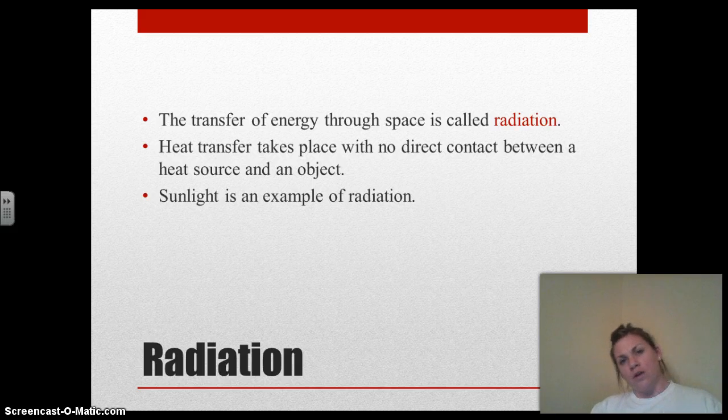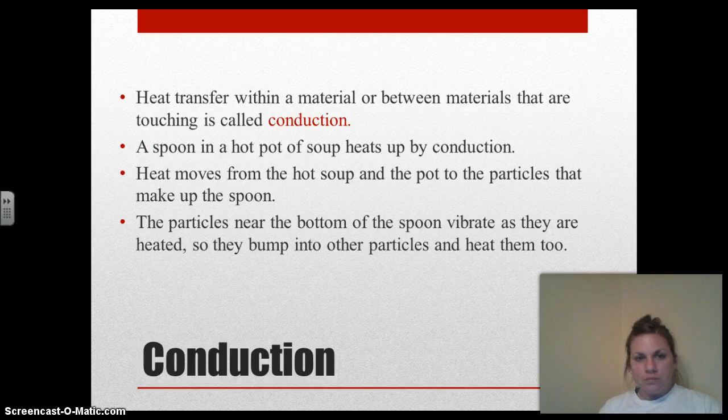You might have heard of a radiator. It's a heating device that they used to use in homes, and the heat would radiate and fill the room, so actually the energy is moving through space. Heat transfer takes place with no direct contact between the heat source and the object, so it's just heating up the air around it. Sunlight, example of radiation. Microwave, radiation. Very, very simple.